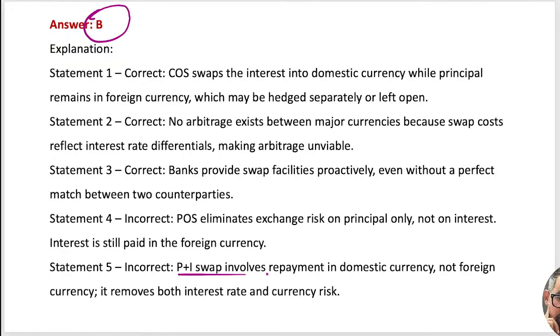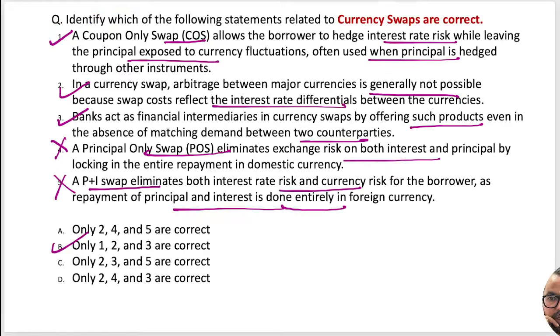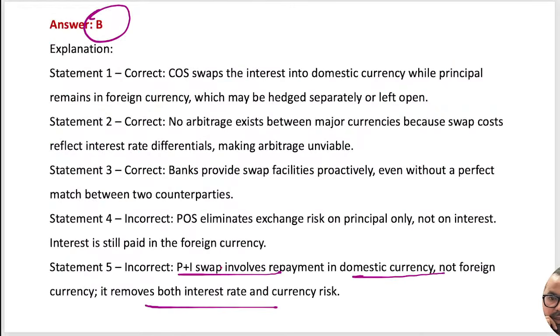So in principal plus interest in domestic currency, it removes both interest rate and currency risk. Okay, sorry guys. This statement is fine. This one, where the borrower's repayment of principal and interest is done entirely in foreign currency, is wrong actually. It is in domestic currency. The statement is wrong, but not about the principal and interest repayment and others.